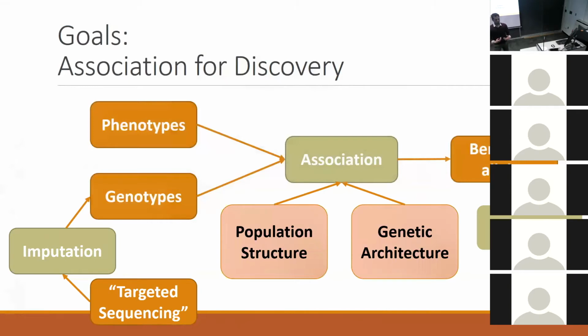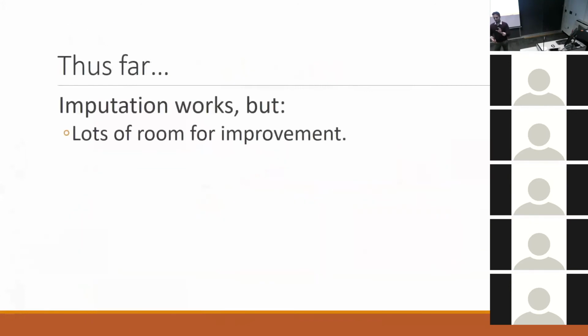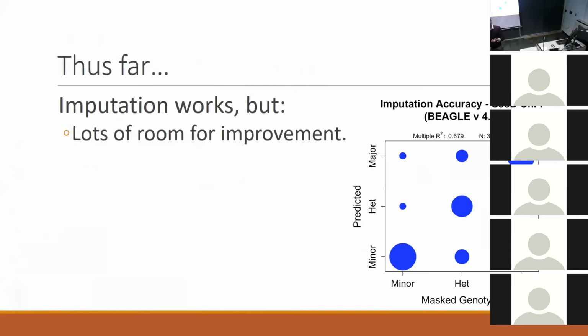So the overall objective of the project is to tackle these three individual points, to hopefully leverage the information that we have on these landraces that have naturally been selected to perform under these conditions. So thus far, what have I done? The imputation kind of works. That means that we have a good correlation, which is 0.67, which is not great. However, it's useful.